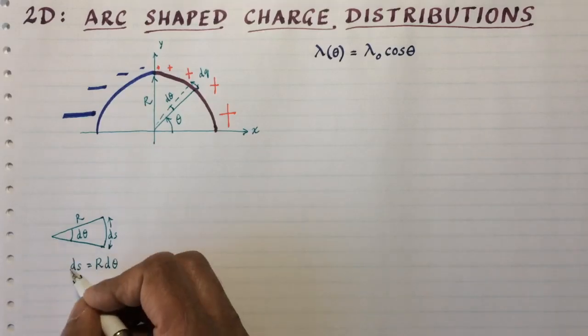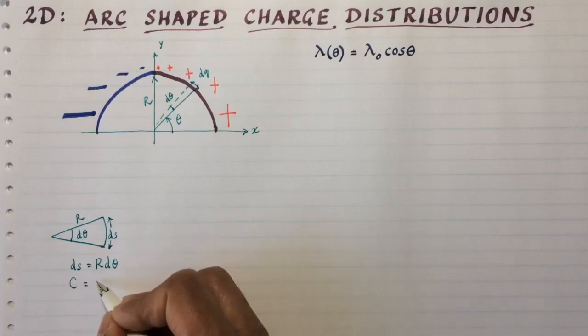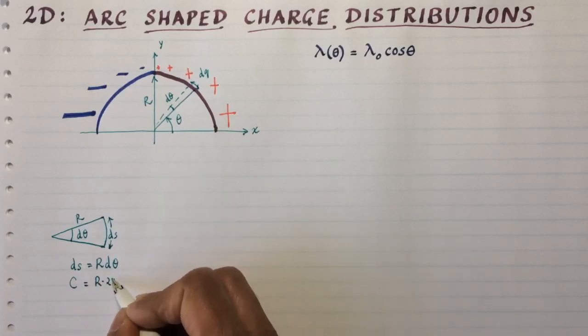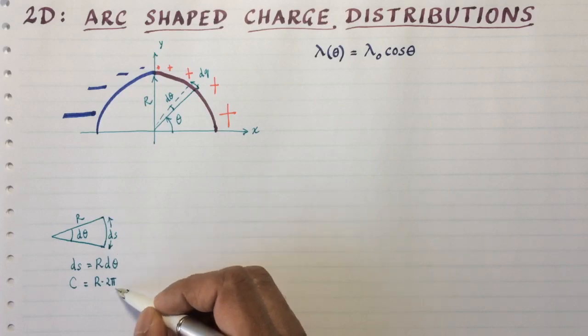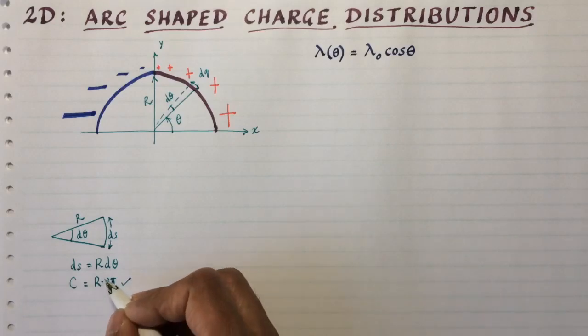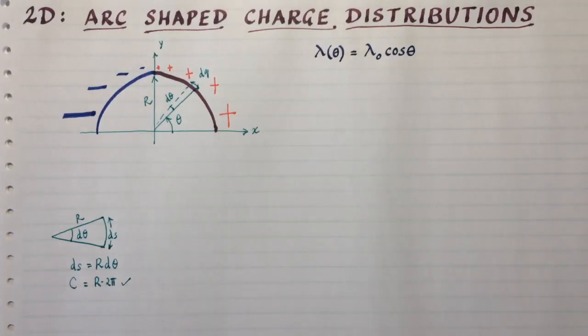As a matter of fact, if you integrate both sides, you're going to get the famous formula circumference equals r times 2 pi, because when you go around once in a circle, the theta will be 2 pi. So that's certainly true. That's the infinitesimal version of a formula that you already know from your school days.